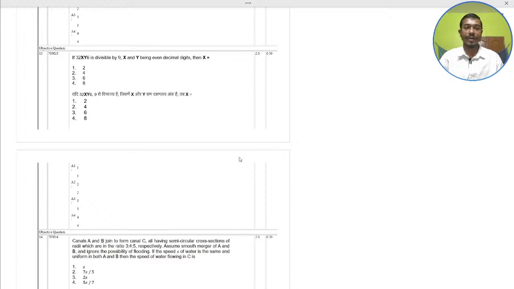The next question: if 32xy6 is divisible by 9, x and y being even decimal digits, then what is the value of x? Question 13. Try yourself first.